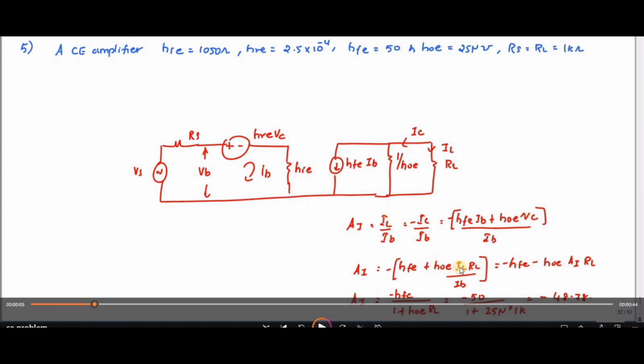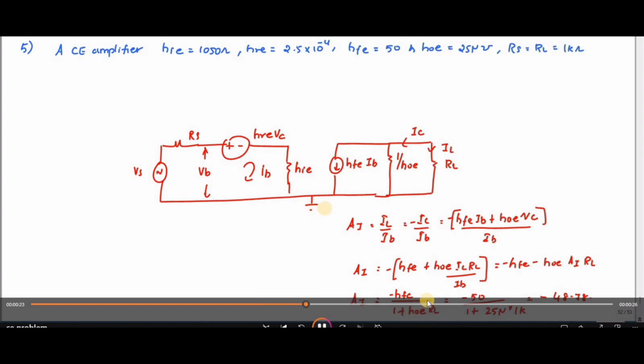What is IL by IB? IL by IB is nothing but A. This minus will go inside, and you can bring this whole term to this side. If I bring this whole term, I will get A is equal to minus hfe divided by 1 plus hoe RL.